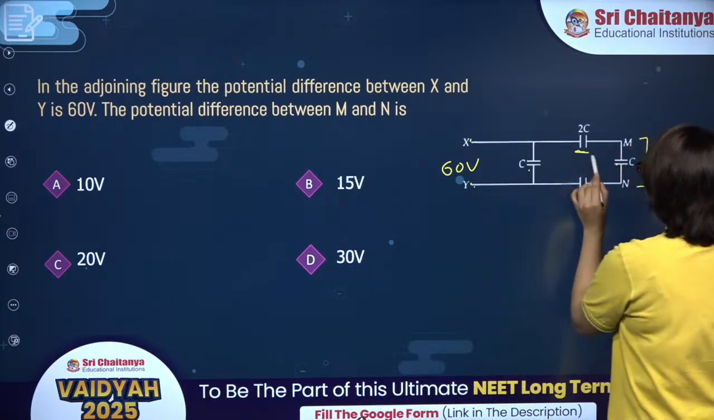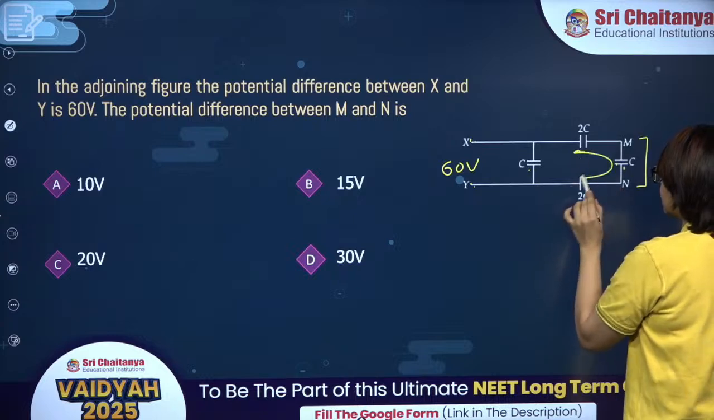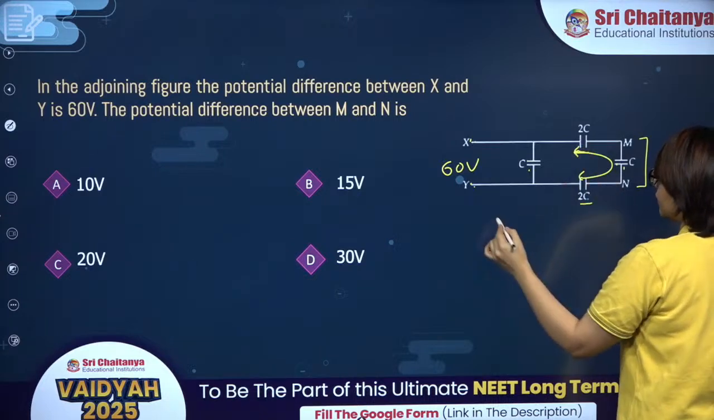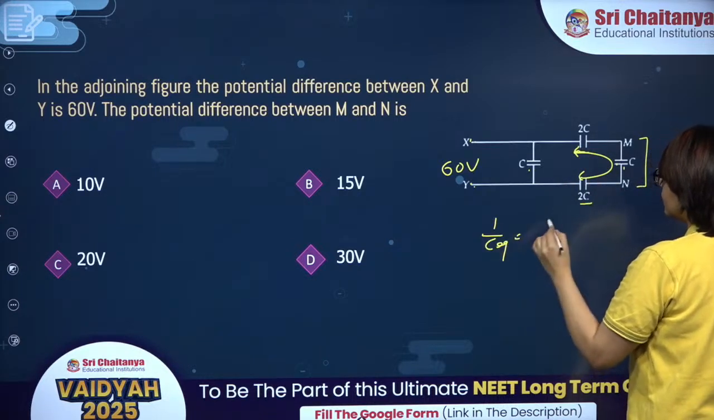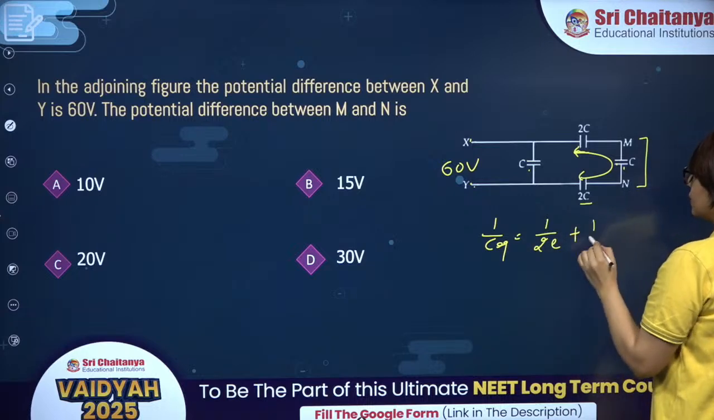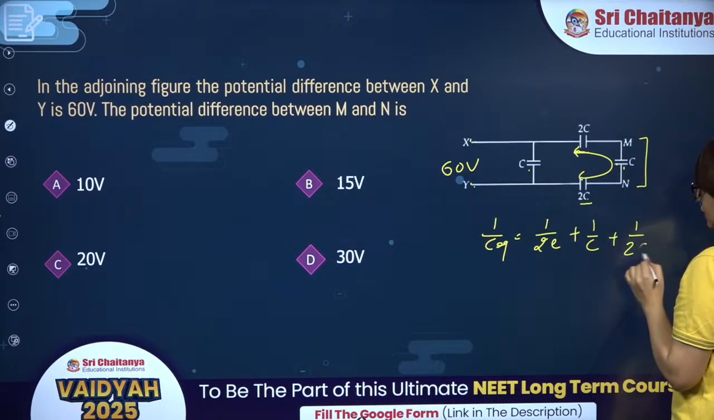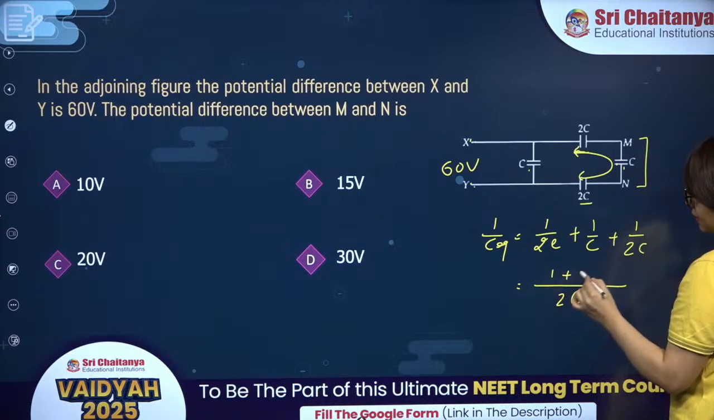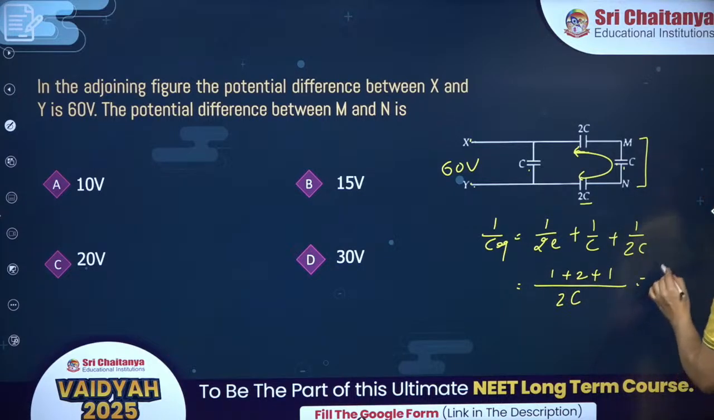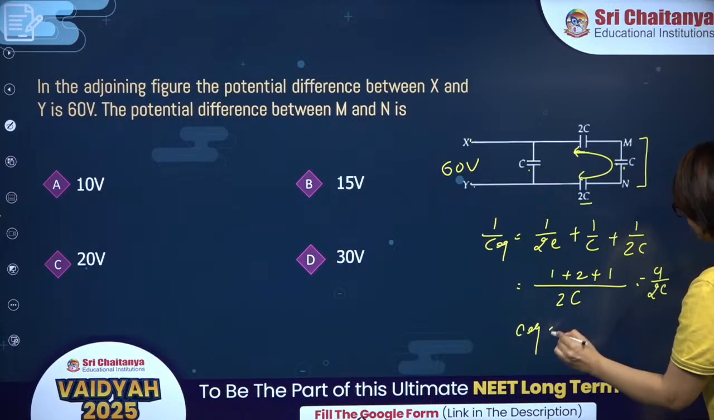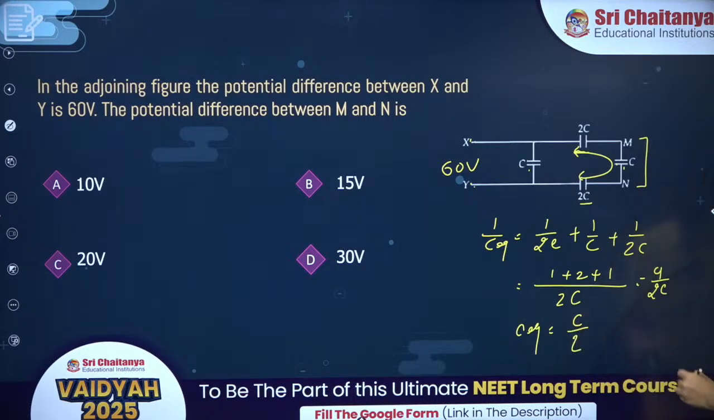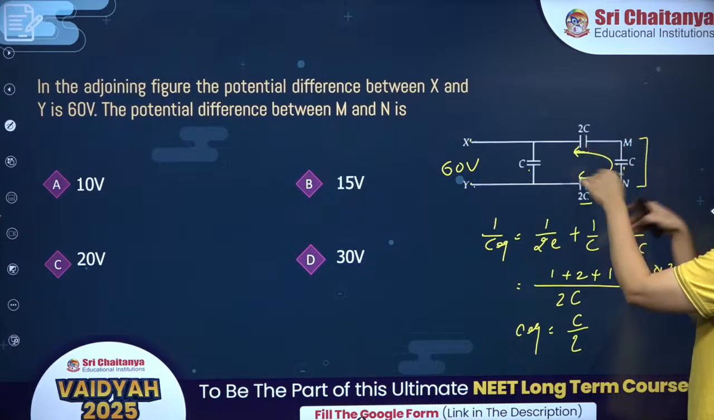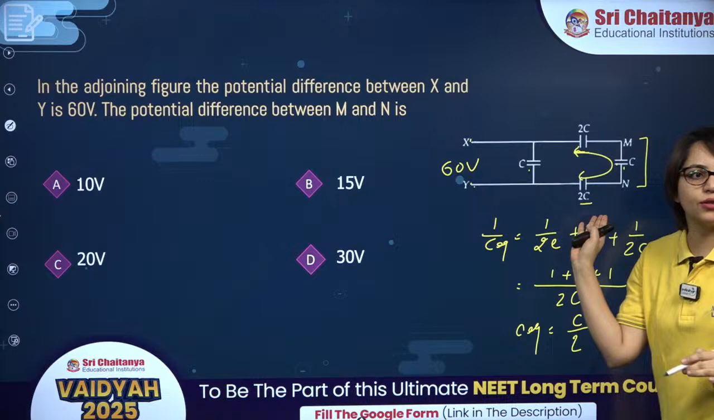So these 2C, C and 2C are in series. The equivalent of these 3 is 1 upon C equivalent equals 1 upon 2C plus 1 upon C plus 1 upon 2C. So it will be over 2C, 1 plus 2 plus 1, which is 4 upon 2C, so the C equivalent will be 2 by C inverted, that is C upon 2. So C upon 2 is the equivalent of these 3 capacitors in series.